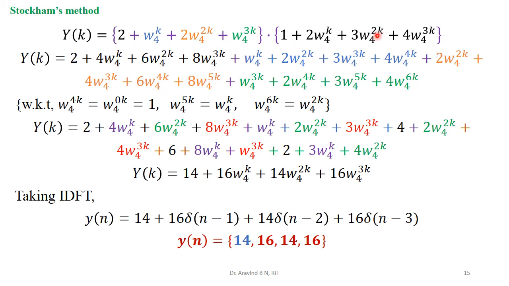Similarly with respect to this one, 3 into 1, coefficient 3 is kept as it is. So omega 4 power k multiplied with omega 4 power 2k, the powers will get added up. So 3k we are going to have. Similarly, this complete representation has been done. See, there are certain observations that we need to make.